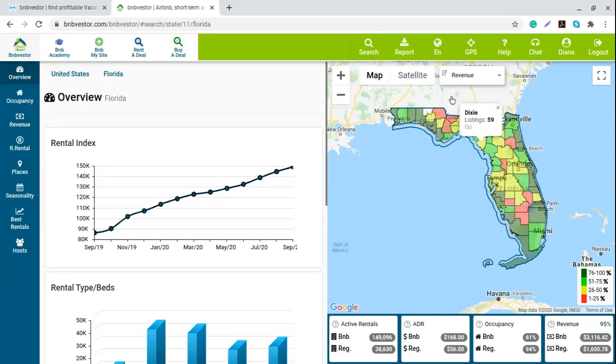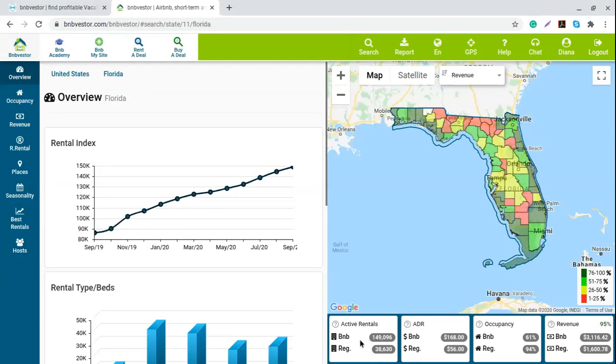Now, below the map, you will see these 4 squares of information. It will tell you about the full area that you have on the map. Remember that at the moment we are in the entire Florida state. Right here below, you can see active rentals. How many properties are in Florida that are B&B types, that are listing B&B.